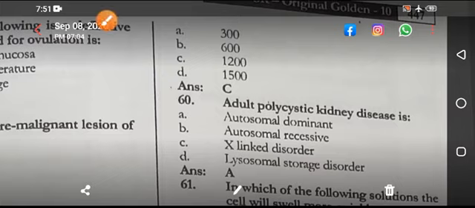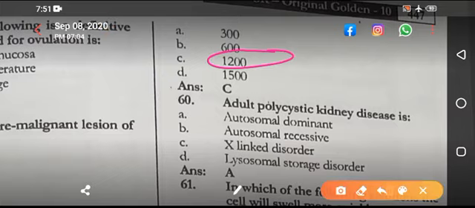Here the answer will be 1200, because the maximum urine osmolarity is 1200, because this osmolarity is because of the interstitial gradient, and the gradient is 1200, not more than that. But if the question says, for example, you have created a hypothetical system in which the interstitium is 1600 osmolarity, then the maximum urine osmolarity will be 1600. That is actually checking your concept. It depends upon the gradient.